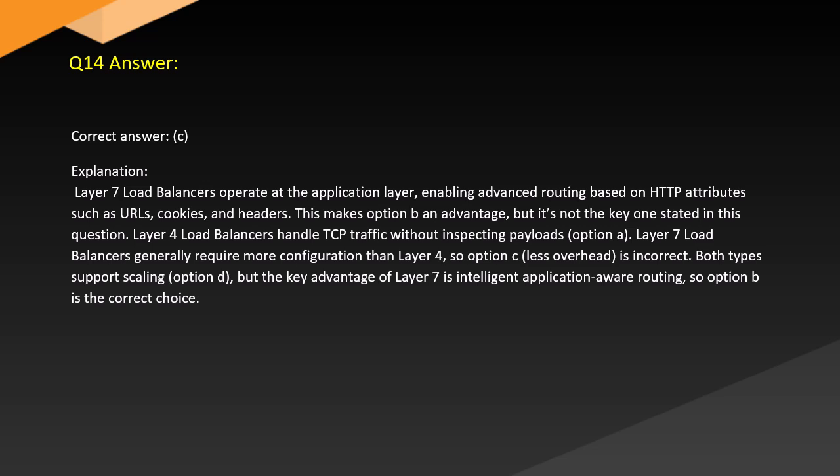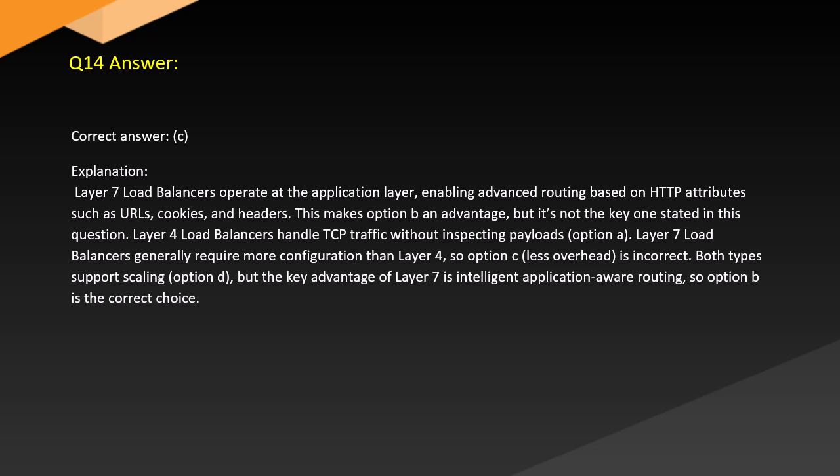Answer. Correct answer, C. Explanation. Layer 7 load balancers operate at the application layer, enabling advanced routing based on HTTP attributes such as URLs, cookies, and headers. This makes option B an advantage, but it's not the key one stated in this question. Layer 4 load balancers handle TCP traffic without inspecting payloads, option A.